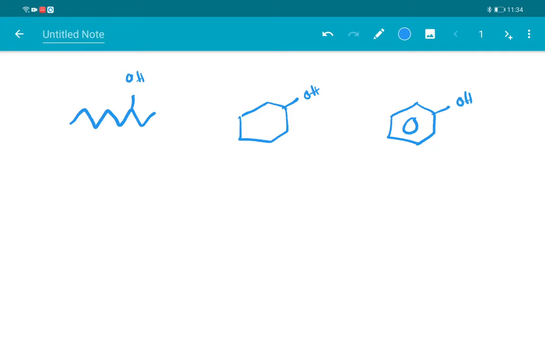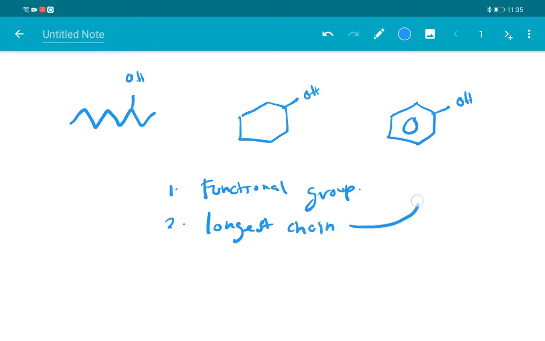We're going to discuss the IUPAC name first. For the IUPAC name, there are a few guidelines that we need to consider. First we're going to take a look at the functional group, and then second will be the longest chain, which is closest to the main functional group.